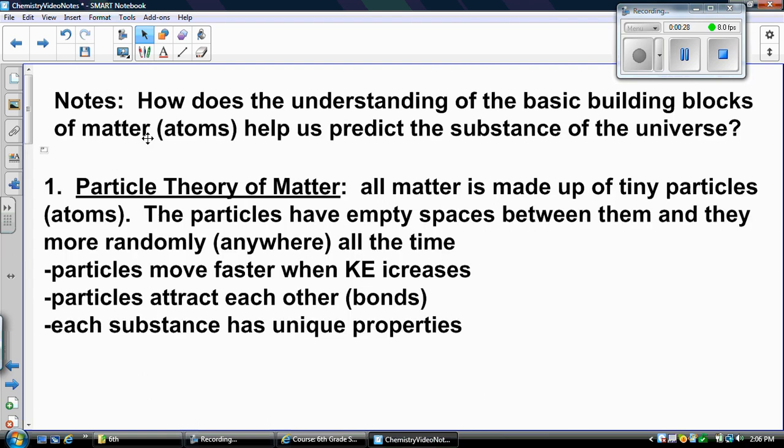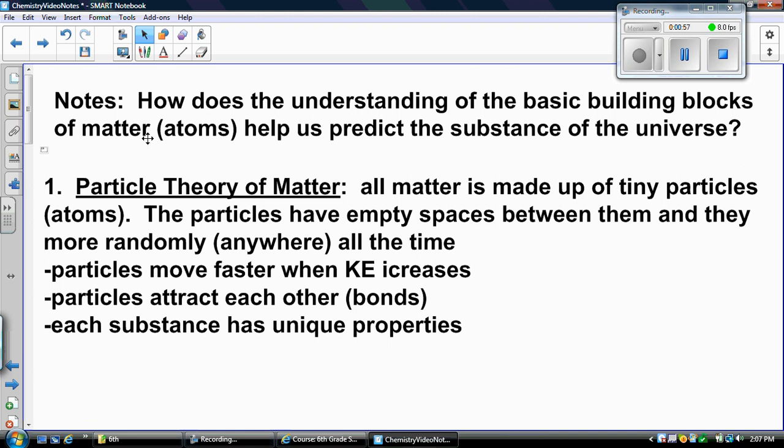Okay, because of our understanding of atoms, we were able to develop a particle theory of matter, which is basically a particle as an atom. So the particle theory of matter has certain characteristics about it that we have found to be true in our universe. So what we found out is all matter is made up of tiny particles called atoms. So anything that is matter is made up of atoms.